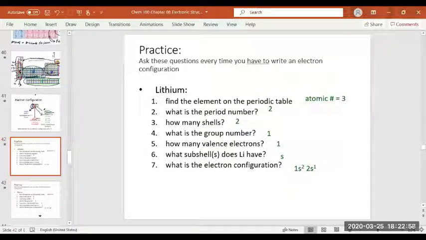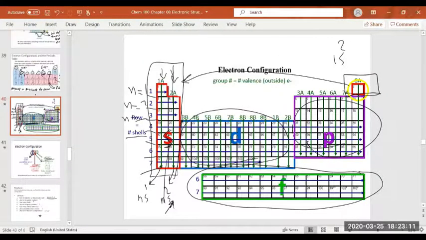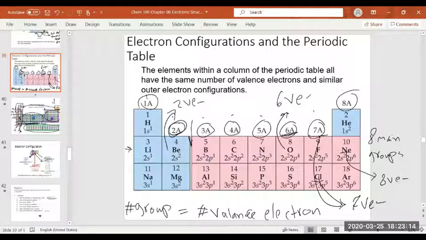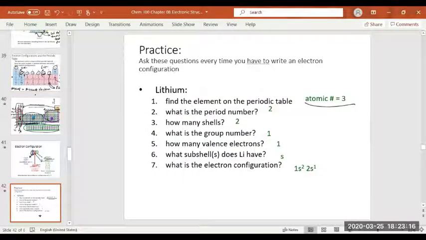Look here: lithium. Find the element in the periodic table, atomic number equal to 3. Now, what is the period? Go back to lithium. This is lithium. It's in period 2. How many shells? The period number gives you the number of shells, so it has 2 shells.